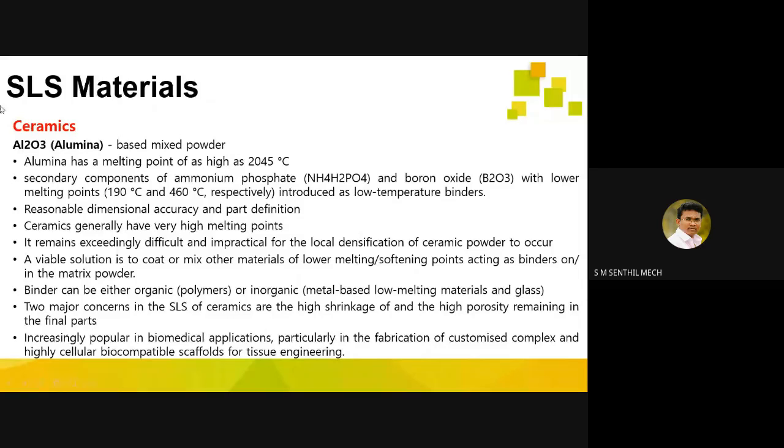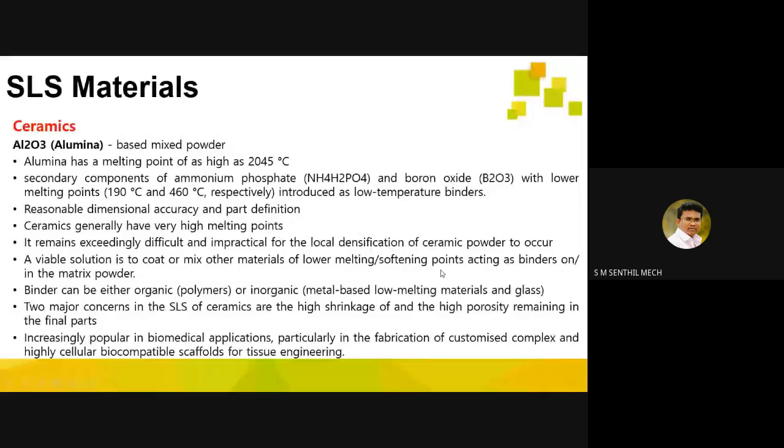So when you're using alumina as a powder, you can have reasonable dimensional accuracy and part definition. Usually ceramics have generally high melting points, so it is exceedingly difficult and impractical for local densification. Local densification is nothing but that you can't ensure uniform densification throughout the component which is getting printed. That is why you go for a coating or mixing of other materials of low melting or softening points, acting as binders or in the matrix powder itself.